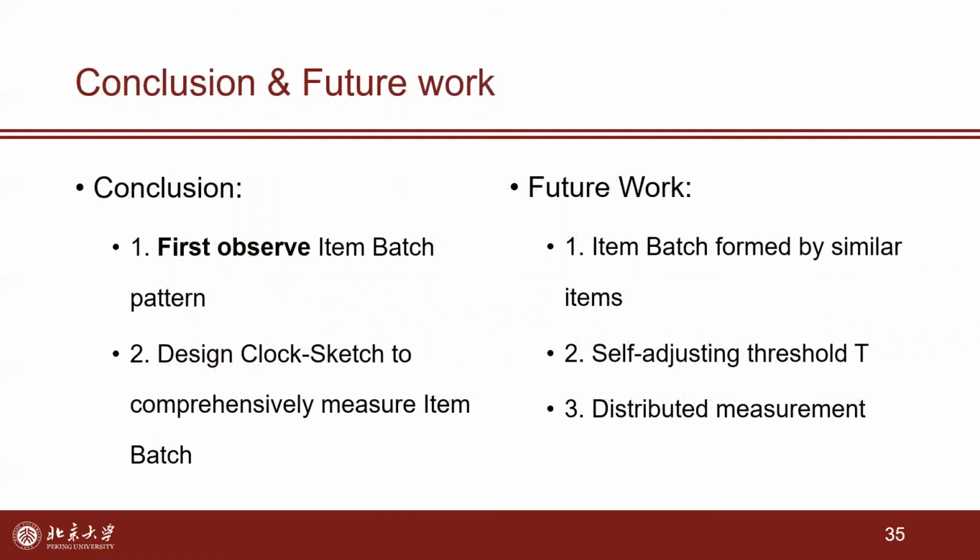So let me wrap up. This is the first work to observe item batch patterns from various data stream applications. And we designed clock sketch to comprehensively measure item batches. As for future work, there are 3 aspects that we can go into. The first one is to study item batches formed by similar items rather than identical ones. The second is to study a self-adjusting threshold T rather than a given and fixed threshold T at first. And also, T may vary from time to time for the same item batch. Number 3, distributed measurement rather than single node measurement.